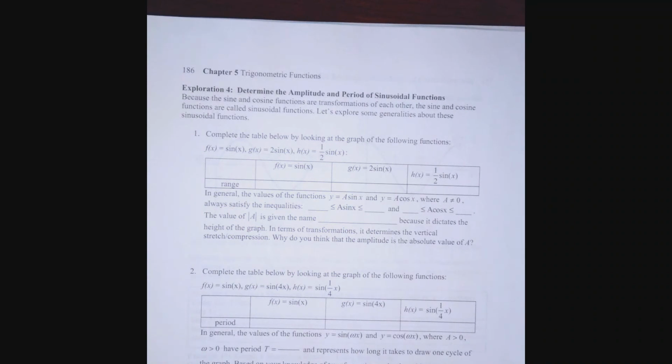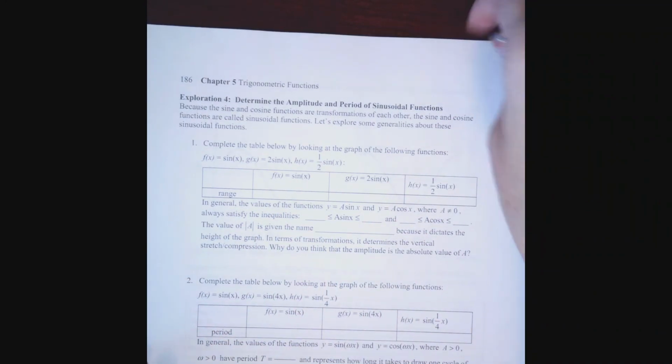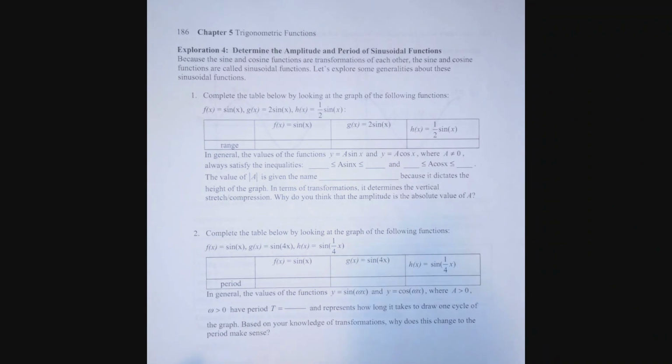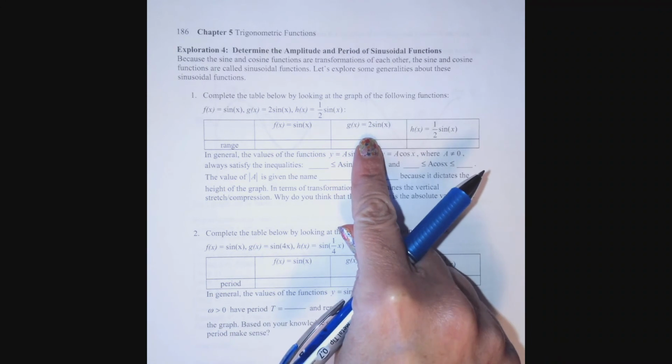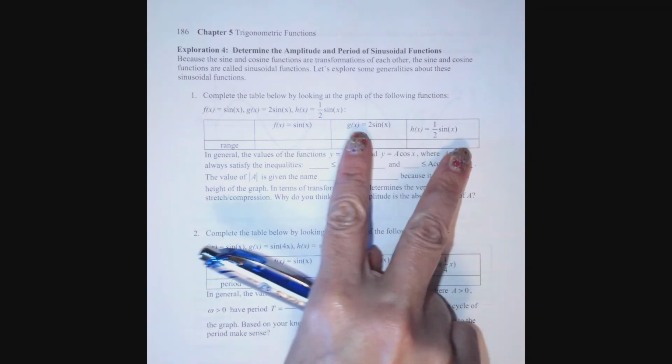Okay, so we're going to start with number 1. Sine and cosine functions are transformations of each other. The sine and cosine functions are called sinusoidal functions. Let's explore some generalities. So we're going to look at some general transformations. If we compare f of x is sine of x, g of x is 2 sine of x, and h of x is 1/2 sine of x. This value out in front that we're playing with here is a.